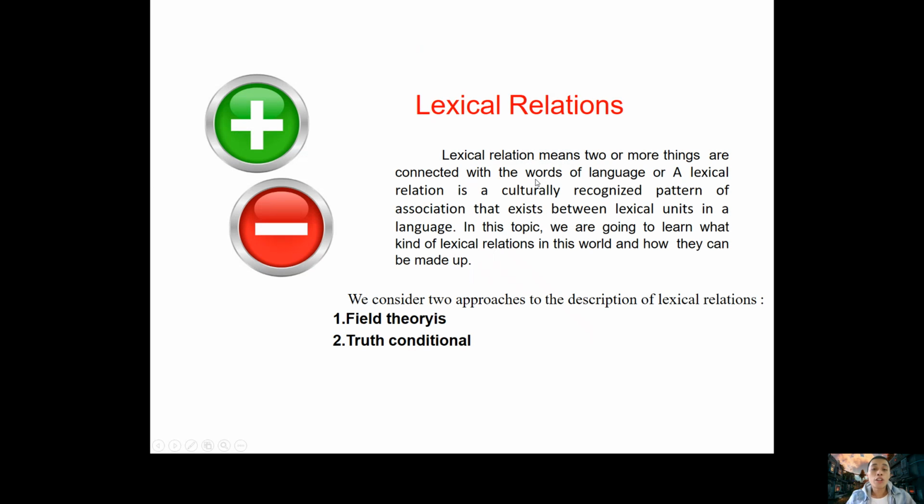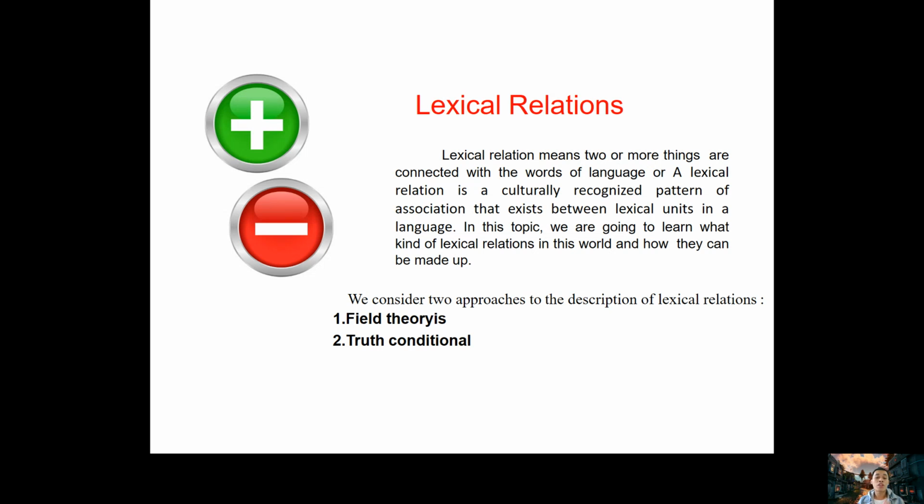Before that, I will explain what lexical relations mean. Lexical relation means two or more things are connected with the words of a language, or a culturally recognized pattern of association that exists between lexical units in the language. In this topic, we are going to learn what kinds of lexical relations exist between words and how they can be made up.